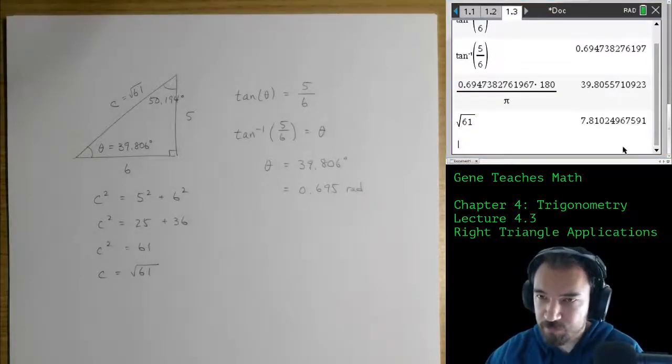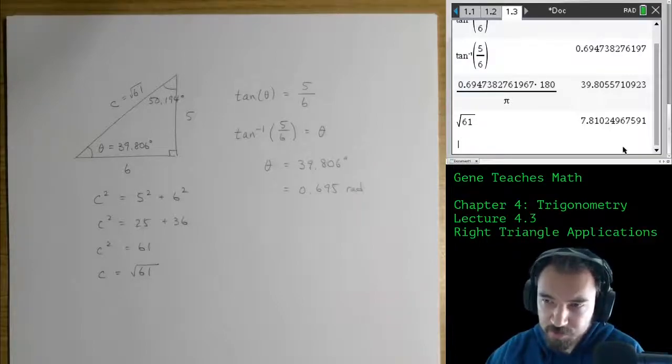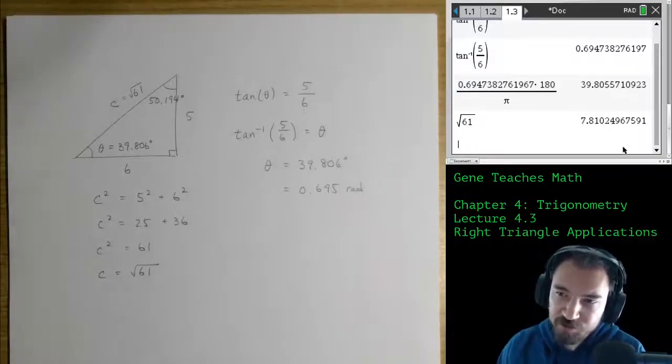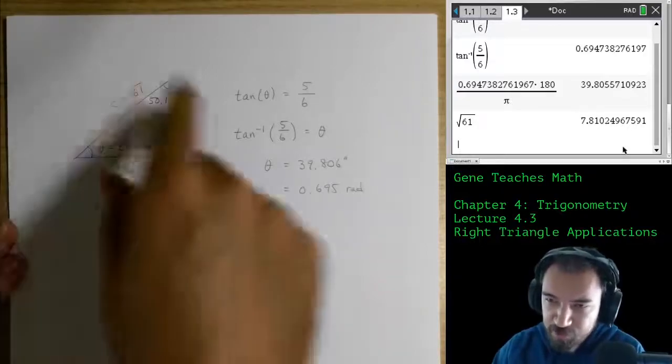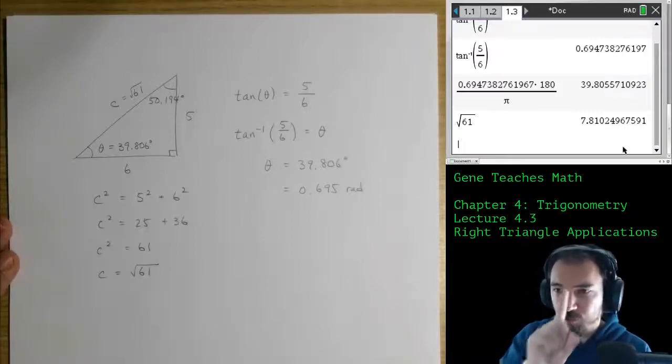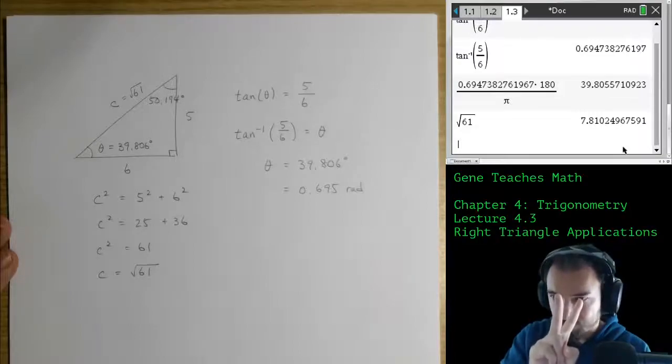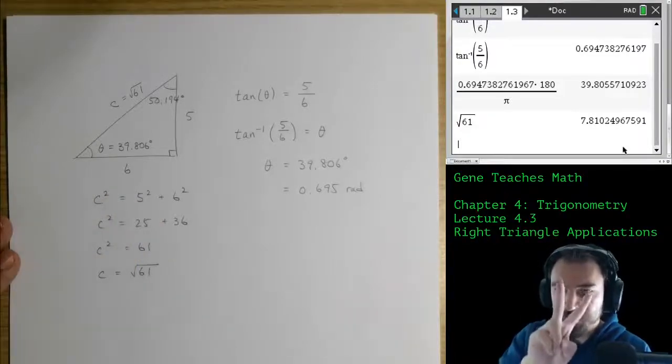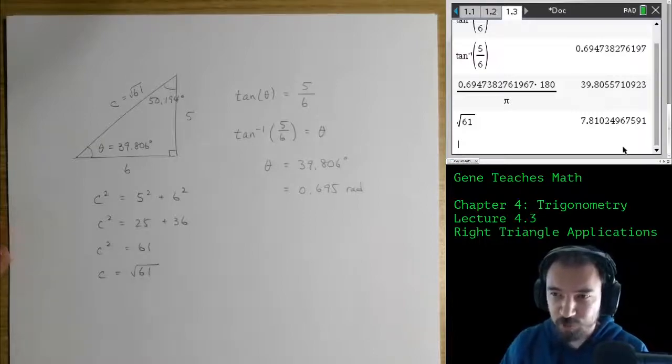So it turns out this action we call solving a triangle, meaning filling in all the side lengths and angles that we weren't given, can be done with either one acute angle and one side, assuming it's a right triangle, or with two sides, assuming it's a right triangle.